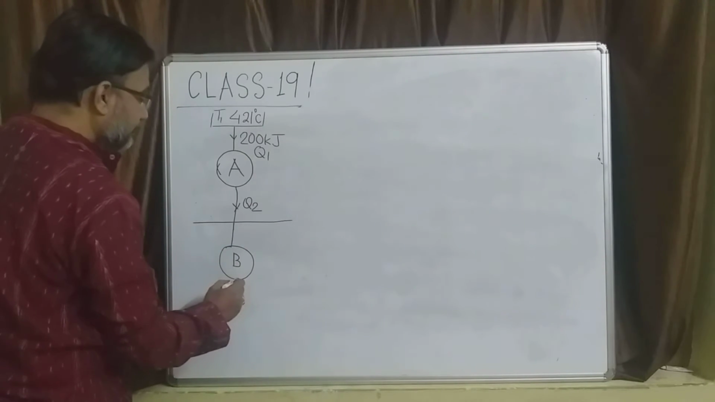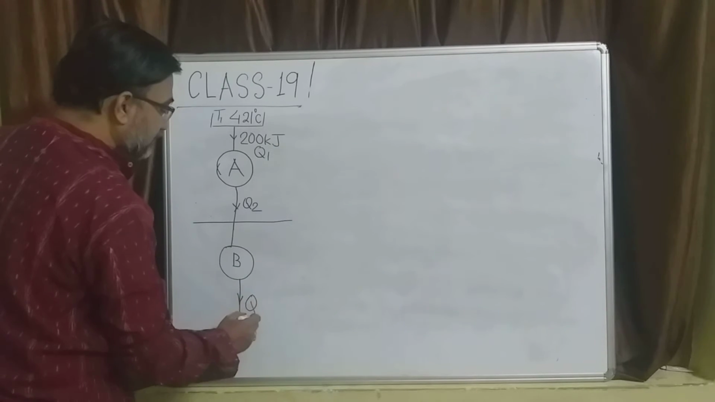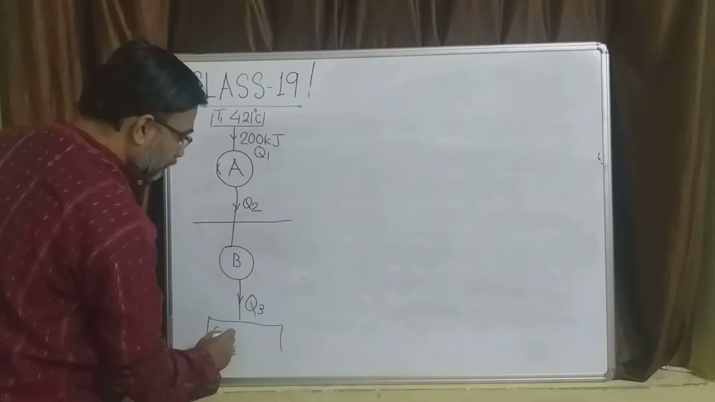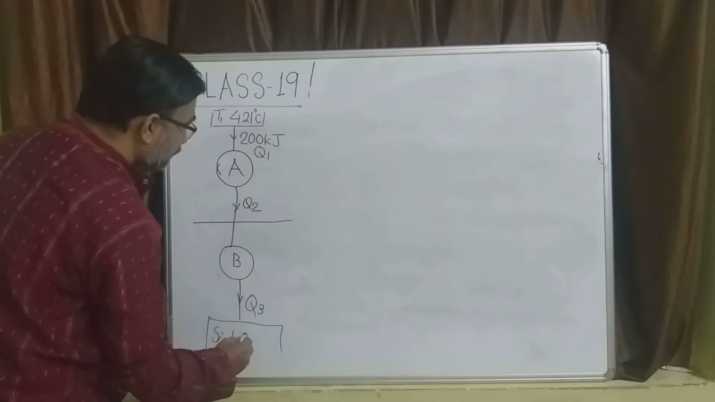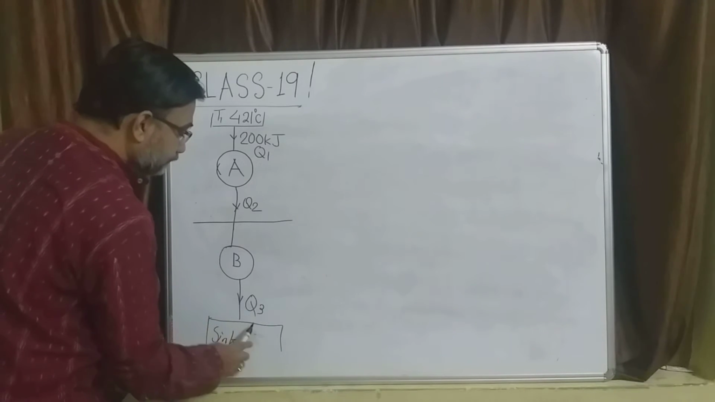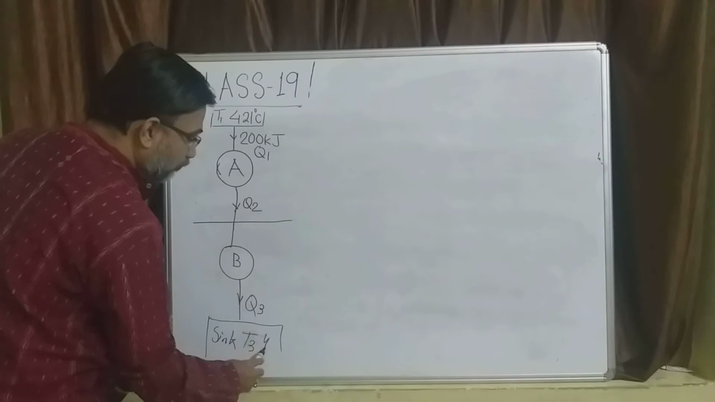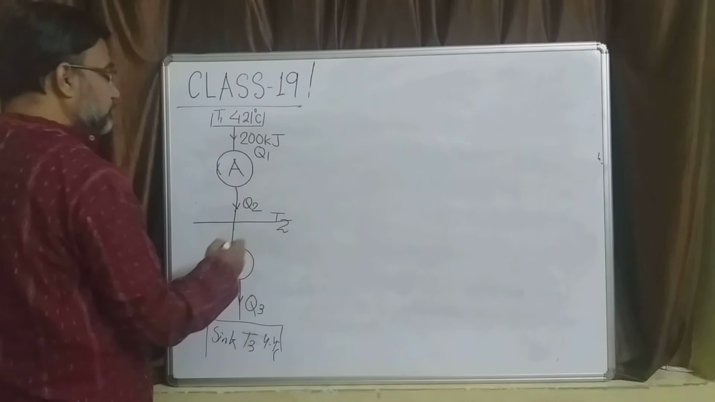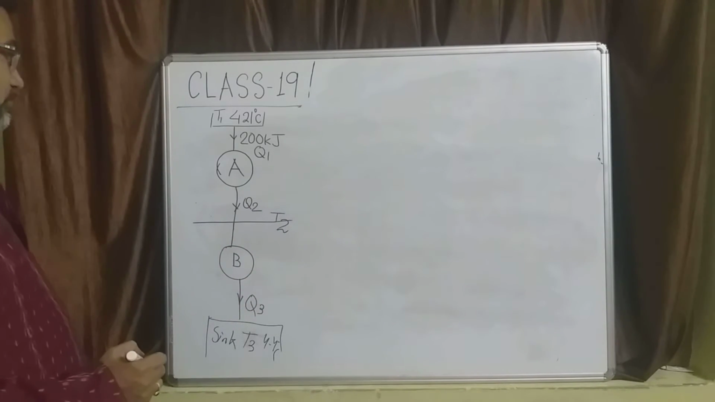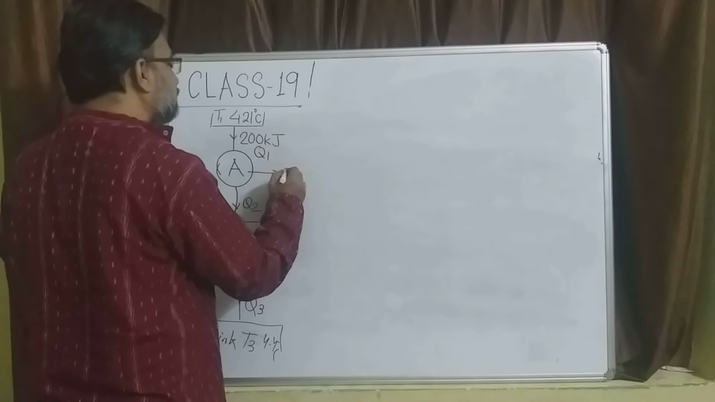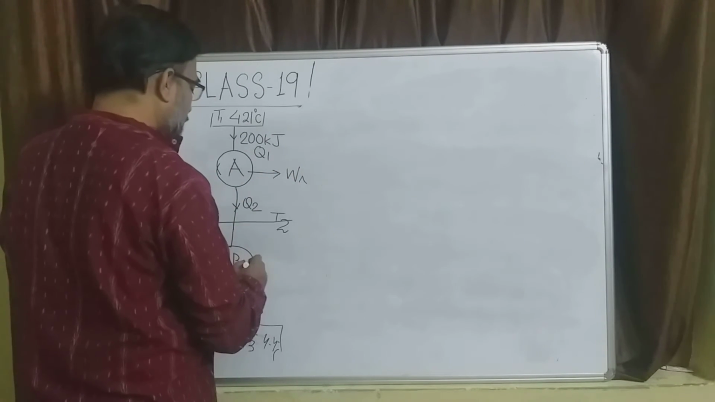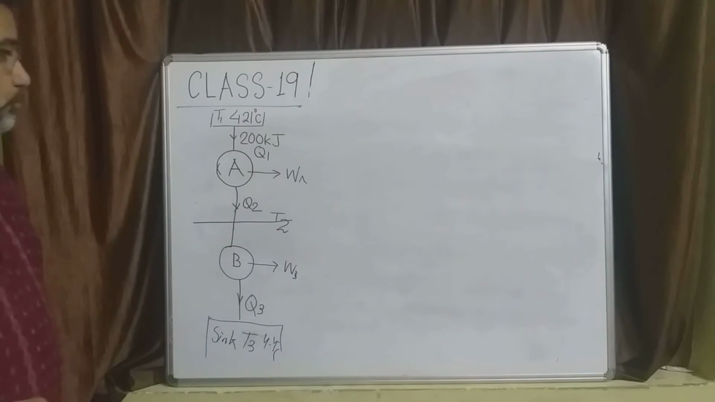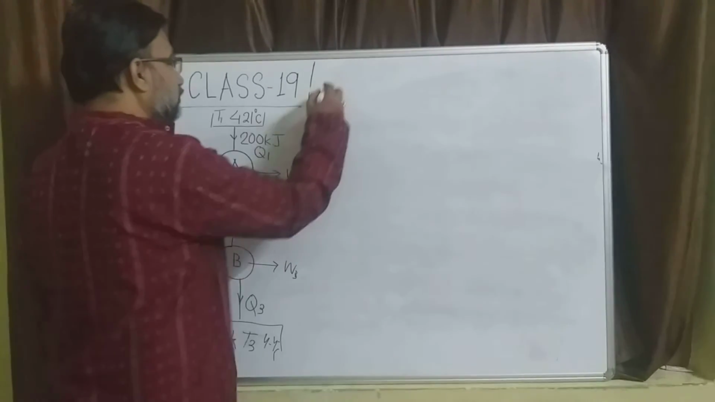another engine B, and B must be rejecting some amount of heat, let us call it Q3, to a sink which is at temperature T3, that is 4.4 degrees centigrade. So this is T1, the intermediate temperature is say T2, and this is T3. The work produced by A is WA, work produced by B is WB, and as it is given, WA is 2 times WB.